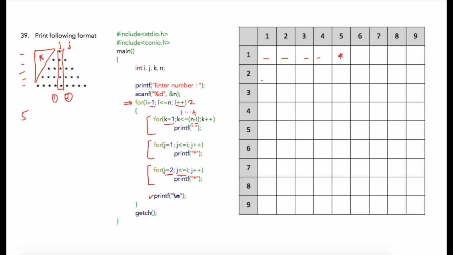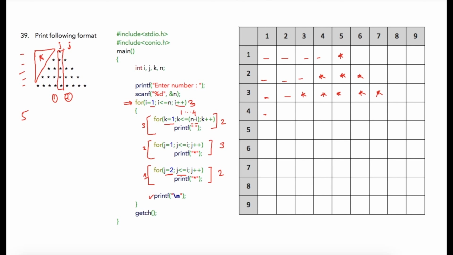So in the second iteration, this loop will be executed 3 times, this will be executed 2 times, and this will be executed 1 time. So my output will be space, space, space, then star, star, star. Then because of the printf statement, the cursor will move on to the next line. Then i will be incremented to 3. So in the next iteration, this part will be executed twice, this part will be executed thrice, and this part will be executed twice. So your output will be like this: space, space, then 3 stars, then 2 stars, and the cursor will move on to the next line.